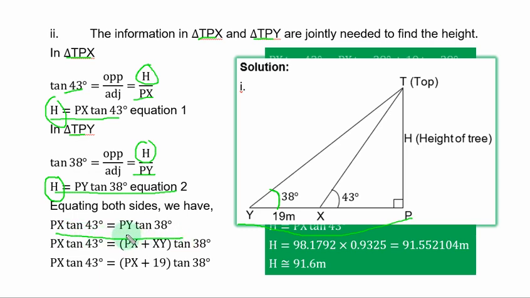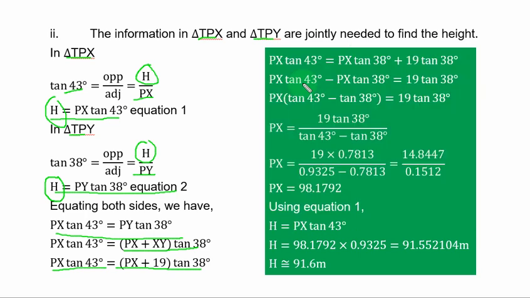Now if you check PY, you can break PY down into PS plus SY. If you do that, and SY is 19, you have the left hand side equal to (PS plus 19) bracket close times tan 38 degrees. So let's remove the diagram so that we continue the process. So you expand the right hand side. If you expand it, you have this result.